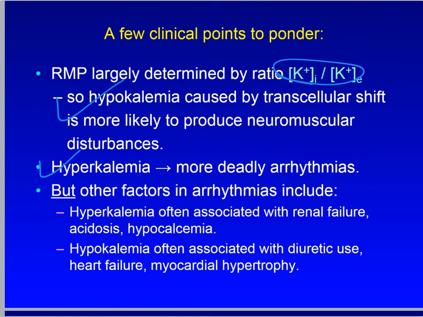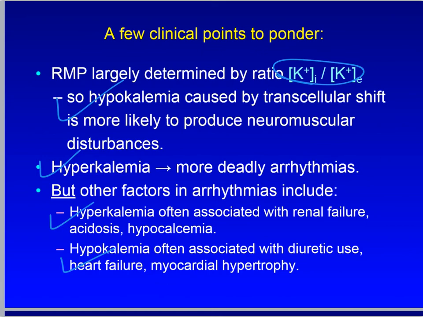However, remember that there are other factors in producing these arrhythmias, such as accompanying electrolyte disturbances and other clinical conditions. For instance, hyperkalemia is often associated with renal failure and therefore with hypocalcemia and acidosis, both of which can increase susceptibility to ventricular fibrillation. But hypokalemia may be associated with diuretic use, which often means that the patient also has heart failure or hypertension, often with left ventricular dilation and/or hypertrophy, both of which carry risks of inducing ventricular arrhythmias that may be deadly as well.